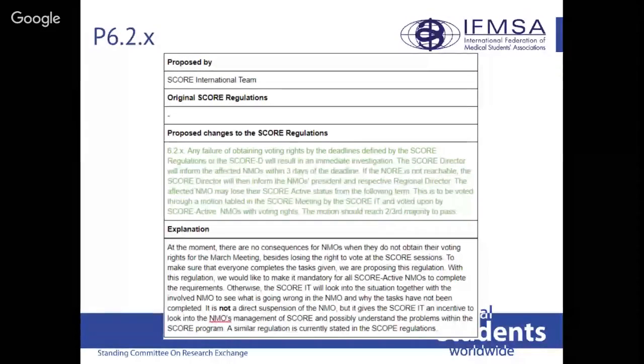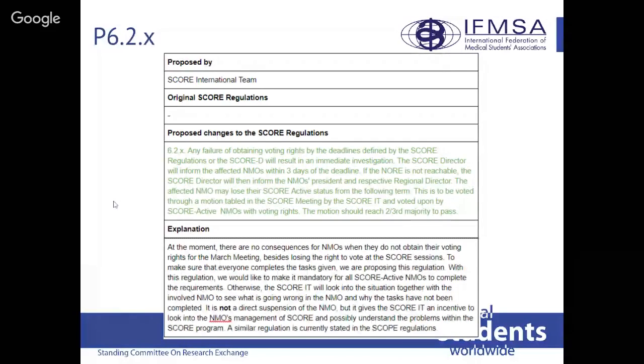Okay, so continuing with the regulations. This regulation is proposed by the SCORI International team, and it has to do with the failure of obtaining voting rights by the deadlines. So it will read like this. Any failure of obtaining voting rights by the deadlines defined by the SCORI regulations or the SCORI director will result in an immediate investigation. The SCORI director will inform the affected NMOs within 3 days of the deadline. If the NORI is not reachable, the SCORI director will then inform the NMO's president and respective regional director.